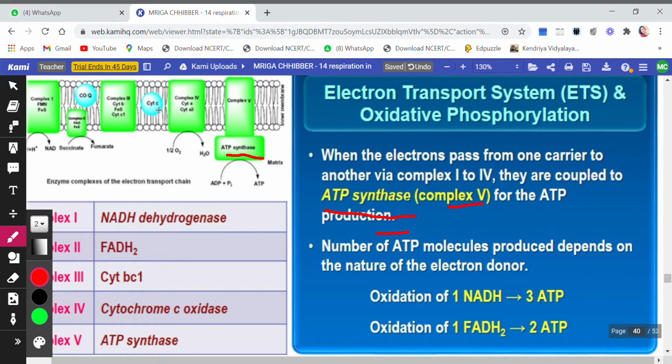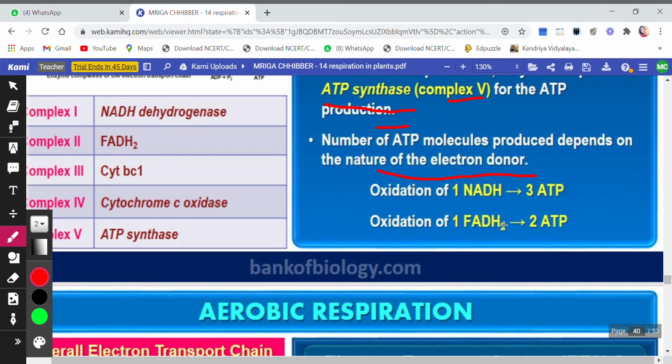So now the electron has reached the fourth complex. From the fourth complex, this electron will get coupled to ATP synthase, where the ATP production will take place. The number of ATP molecules produced depends on the nature of the electron donor, that is, who is donating the electron. If the electron donor is NADH, then for one NADH we get 3 ATPs. But if the electron donor is FADH2, then we get 2 ATPs. So how many ATPs will be formed depends upon the type of the electron donor.